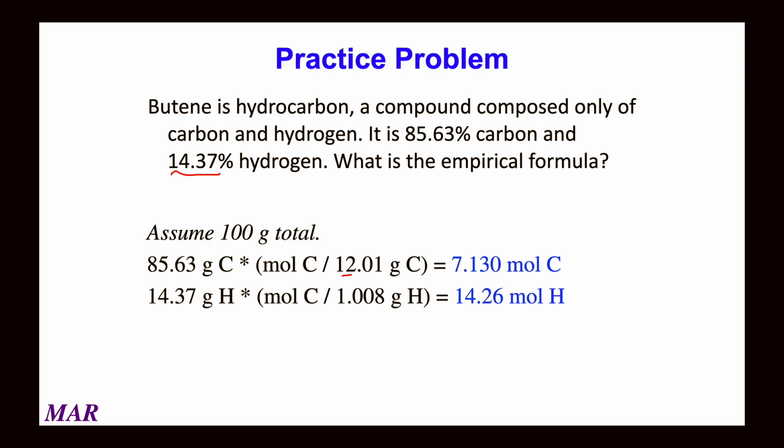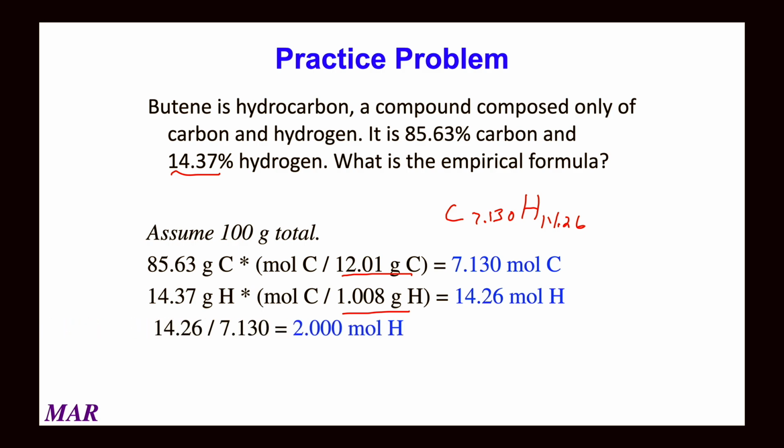We'll use the molar mass on the periodic table. Those are both the molar masses of those two elements. And we're going to end up with 7.130 moles of carbon and 14.26 moles of hydrogen. And this right now is, as I said earlier, kind of a formula. It's C7.130H14.26. But again, that's a super ugly formula. So we need to clean it up.